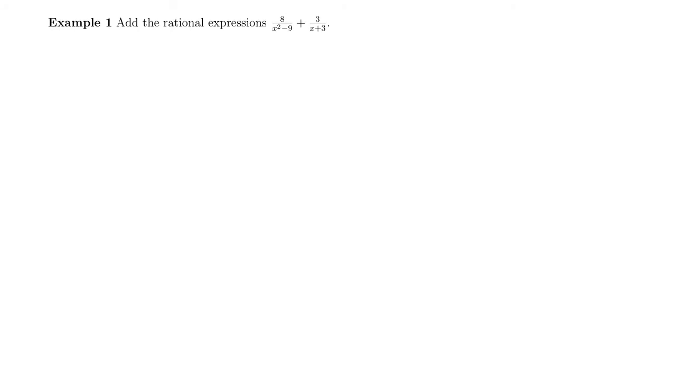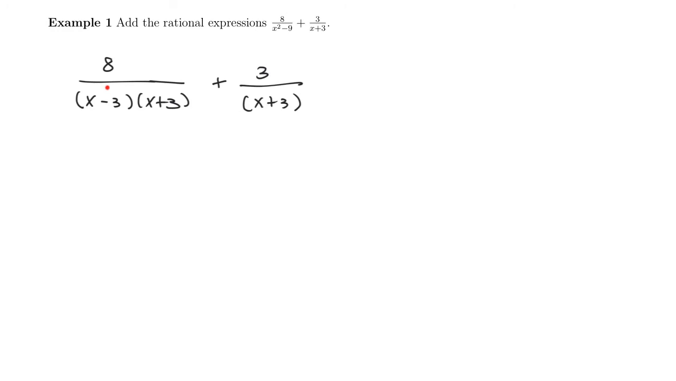For example 1, I'd like to add the following rational expressions. So anytime that you add rational numbers or fractions, you need a common denominator. So let's start there. Our denominators are x squared minus 9 and x plus 3. So I'm going to factor x squared minus 9. So this is 8 over, I know that's x minus 3 and x plus 3. And I'm adding to that 3 over x plus 3 because that's already factored.